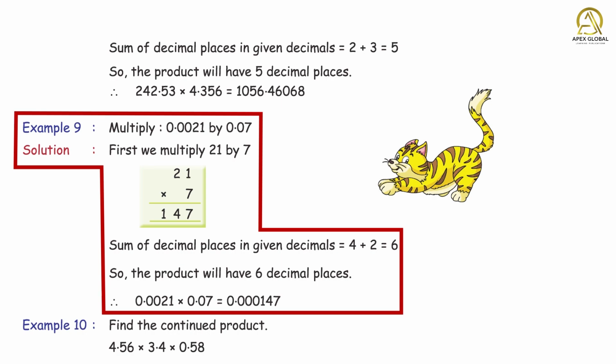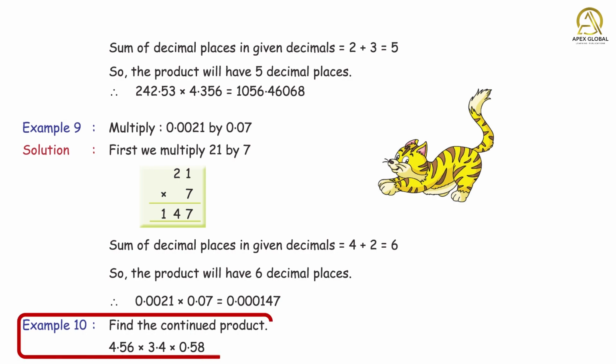Example 9. Multiply 0.0021 by 0.07. Solution. First, we multiply 21 by 7. Sum of decimal places in the given decimals, 4 plus 2 equals 6. So the product will have 6 decimal places. 0.0021 into 0.07 equals 0.000147.